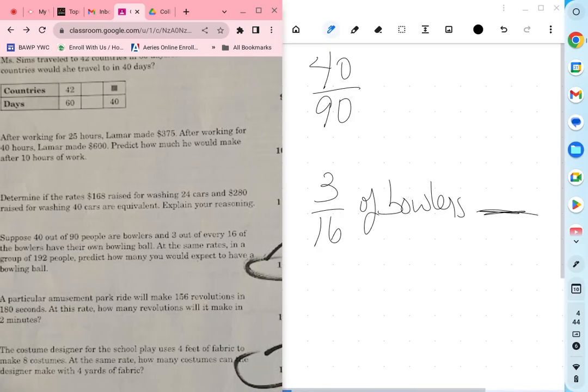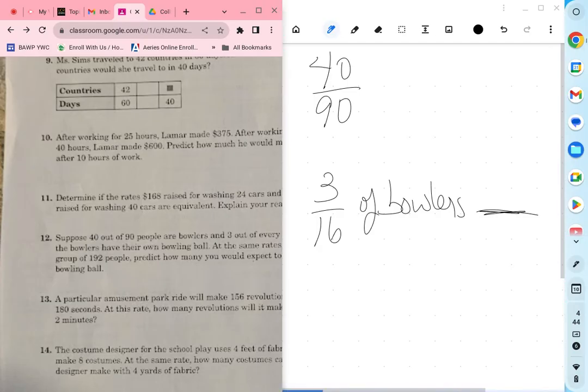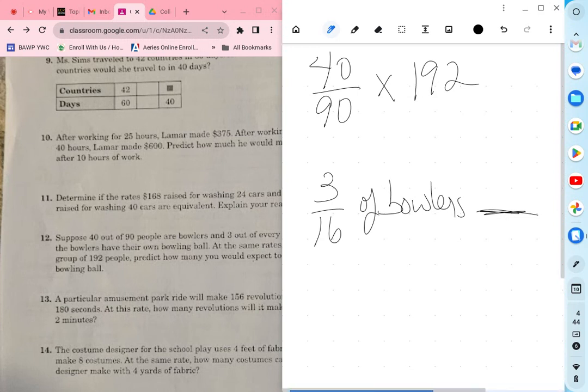At the same rates, in a group of 192 people, let's go ahead and find 40/90ths of 192 people. You could simplify that ratio first and then do your multiplication. Remember, we learned how to multiply and use cross products, and how to simplify our fractions. You can do all of that, or you can multiply 40 times 192 and divide it by 90.